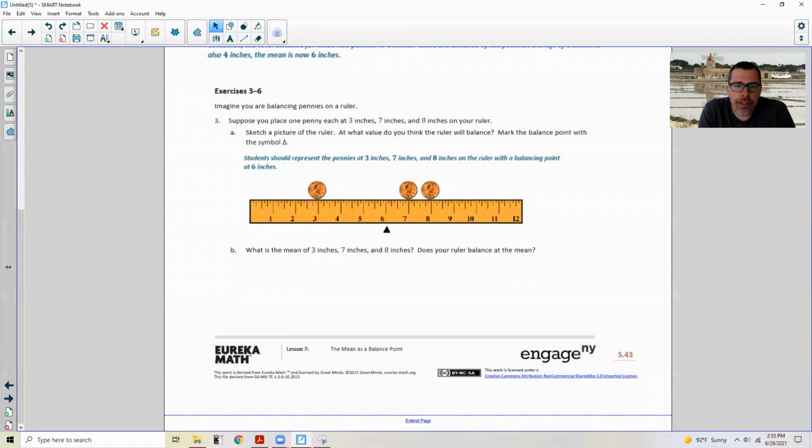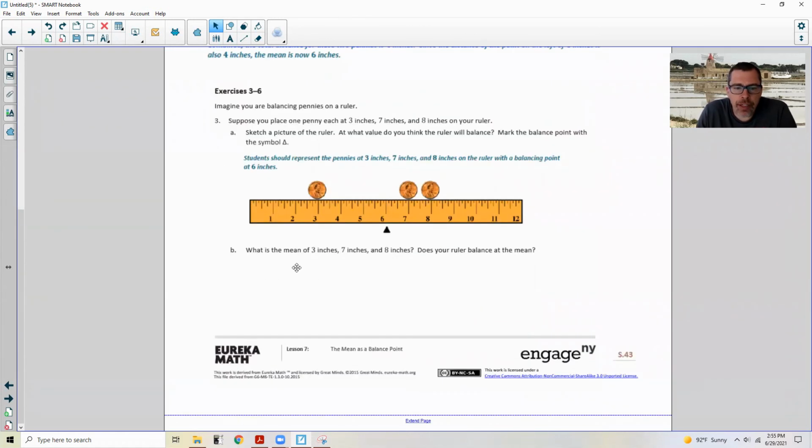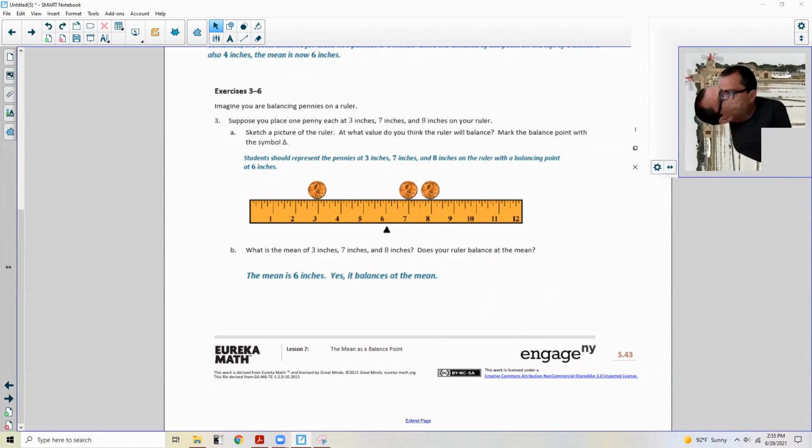Okay, so here would be the sketch. Students should represent the pennies at 3 inches, 7 inches, and 8 inches on the ruler with a balancing point at the 6. So that's what your diagram should look like. And I think that's what I had up here where I showed the arrows and the numbers. Part B says, what is the mean of 3 inches, 7 inches, and 8 inches? Does your ruler balance at the mean? Okay, the mean is 6 inches, and yes, it balances at the mean. So if you tried this, it would balance.